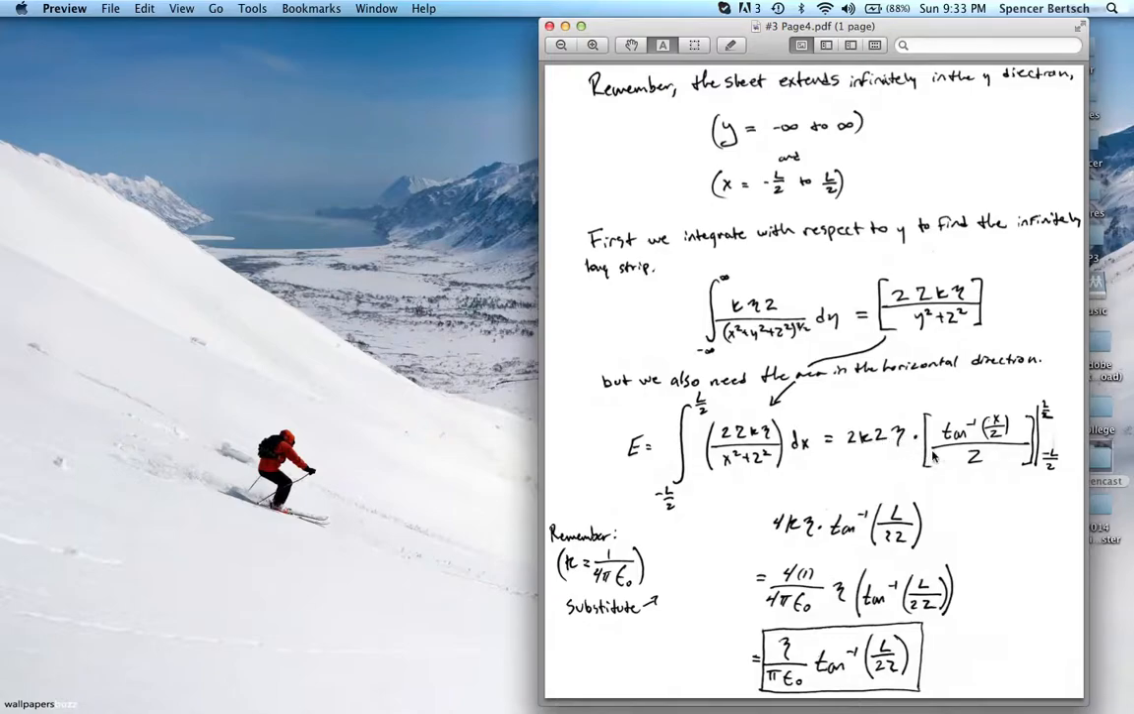2k z eta multiplied by tan inverse of x over z divided by z, and you can just pull out the 2k z eta because that's basically just a constant, and what you're left with is tan inverse of L over 2 divided by z. No, excuse me, z divided, yeah. So z, I can't read my handwriting.